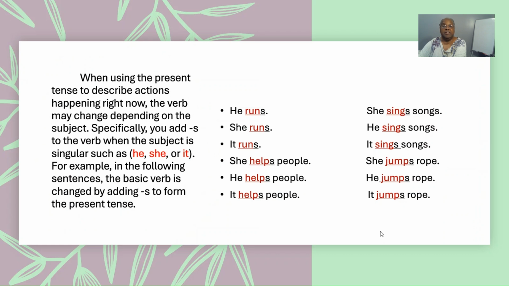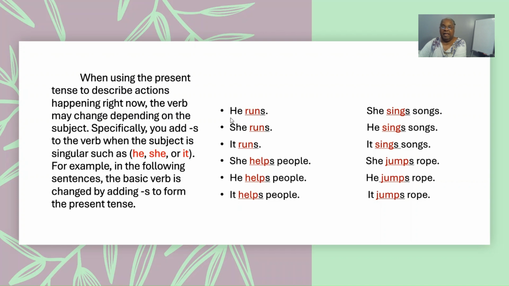When using the present tense to describe actions happening right now, the verb may change depending on the subject. Specifically, you add S to the verb when the subject is singular, such as he, she, it. For example, in the following sentences, the basic verb is changed by adding S to form the present tense. Let us read the sentences together.